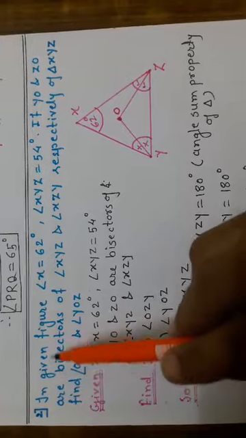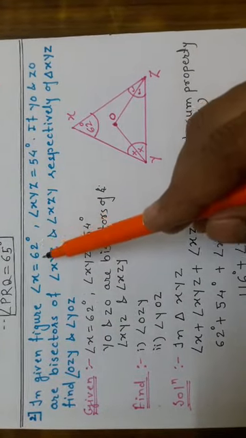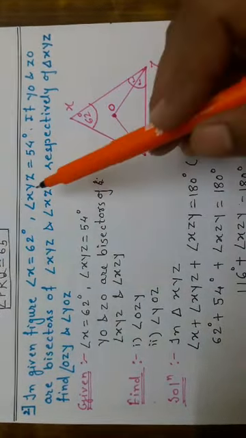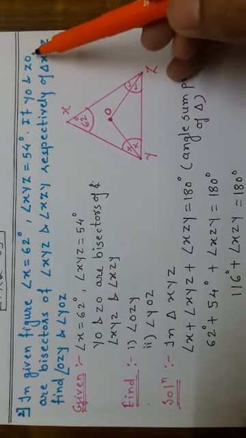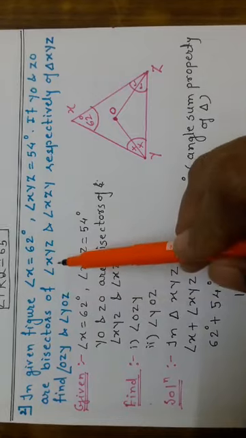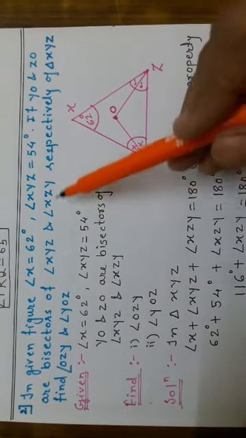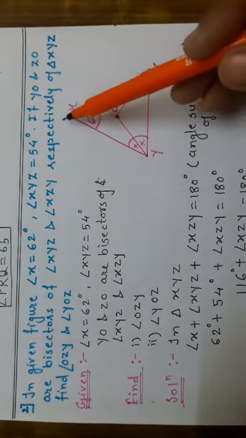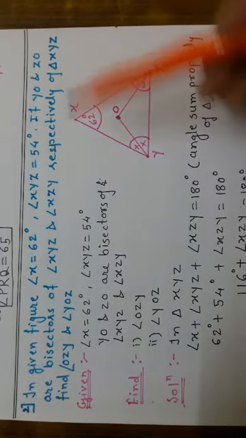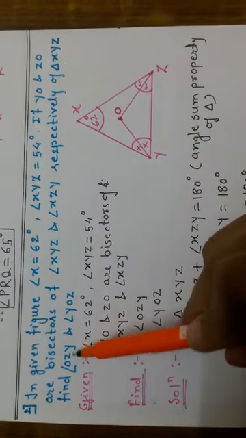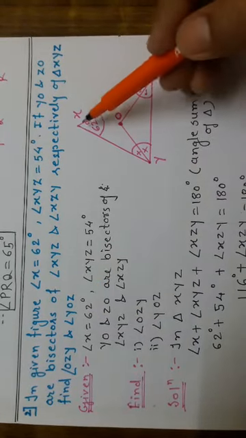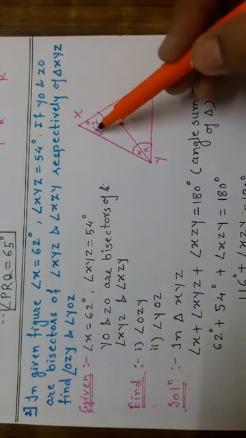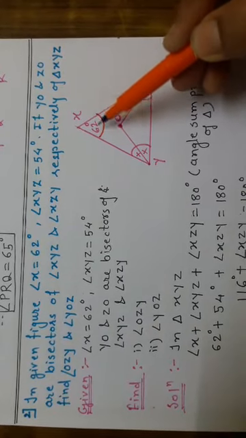Second problem. In the given figure, angle X is equal to 62 degrees, angle XYZ is equal to 54 degrees. If YO and ZO are the bisectors of angle XYZ and angle XZY respectively of the triangle XYZ, find angle OZY and angle YOZ. In this given triangle, angle X is given as 62 degrees.